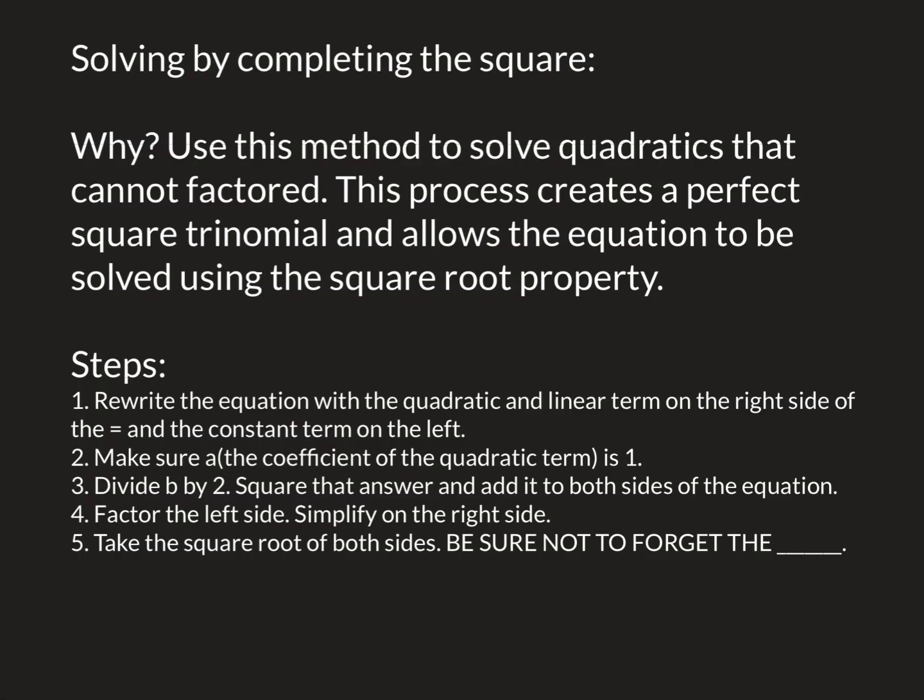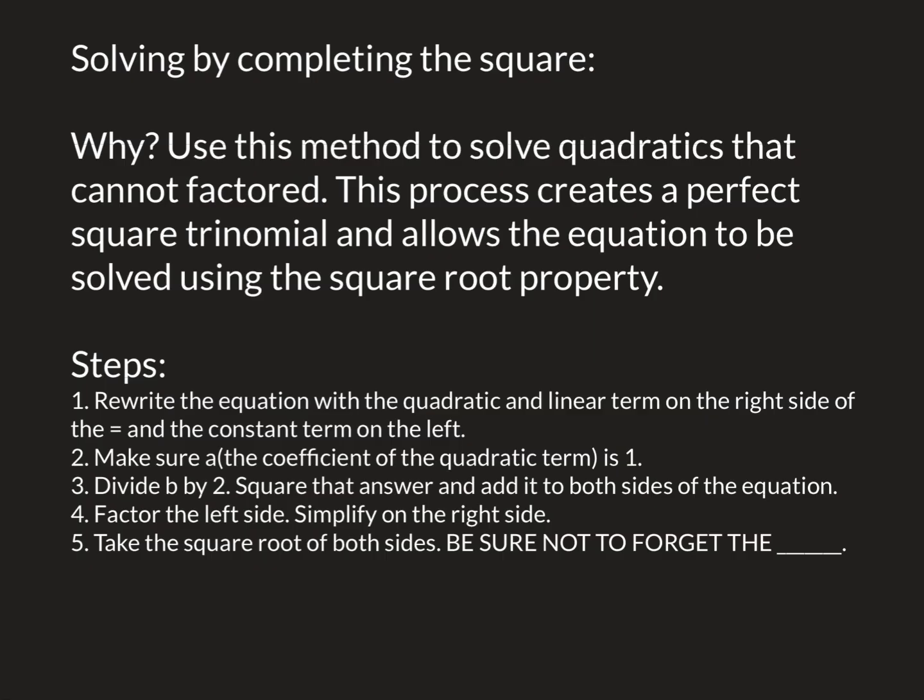Now we're going to solve by completing the square. This is the second method that I've shown you how to solve a quadratic. Actually the third method, because you can solve by graphing, that's the x-intercepts. You can solve by factoring most of the time, or you can solve by completing the square. And so I added in here, why would you choose to solve by completing the square? You use this method to solve quadratics that cannot be factored. This process creates a perfect square in a trinomial and allows the equation to be solved using the square root property. So your steps are written there.